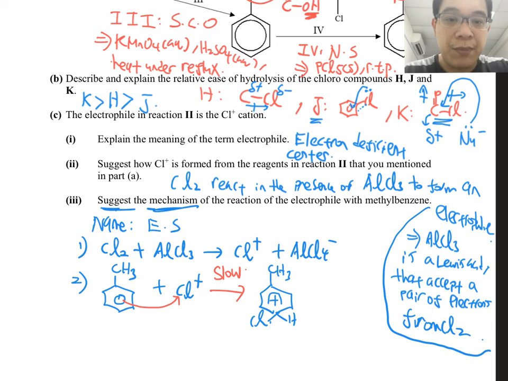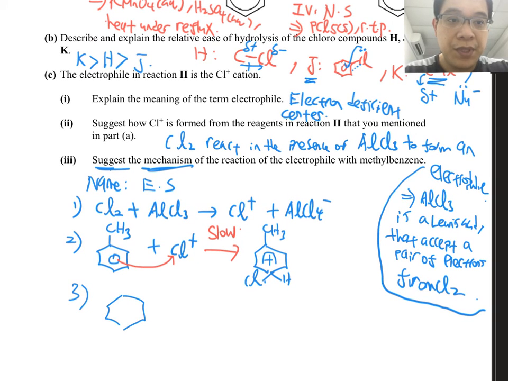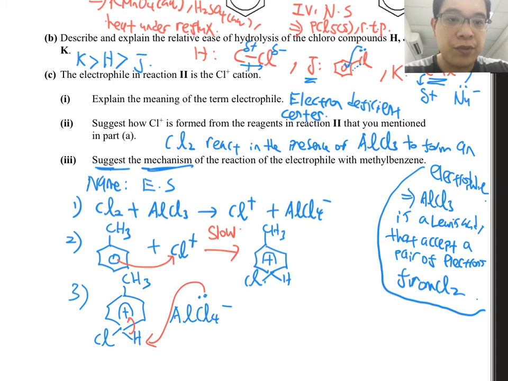Now we take a look at part number 3. So the third step is to make sure you close the ring. So how do you close the ring? So you draw the intermediate. So you have a CH3. Then you have this. Then you have a Cl. Then you have a H. Then you react with AlCl4 minus. And this one here is different color. You attack the H. Go back to the ring.